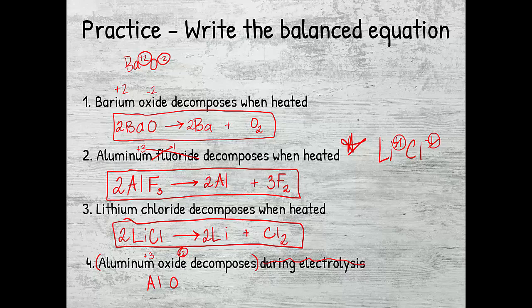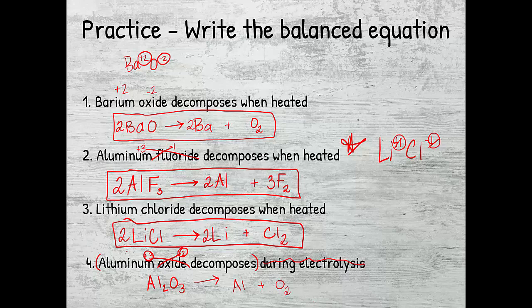So the 2 is going to come down on the aluminum, and the 3 is going to come down onto the oxygen. 3 oxygens. All right. Funny looking 3. It's going to decompose, that means an arrow, into aluminum, Al, and oxygen. When you write plain elements, you ask yourself, do either of these need a subscript? Yes, the oxygen does. It's going to get a 2 down there.